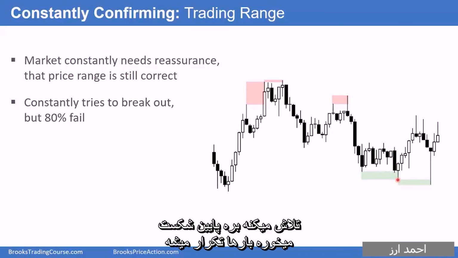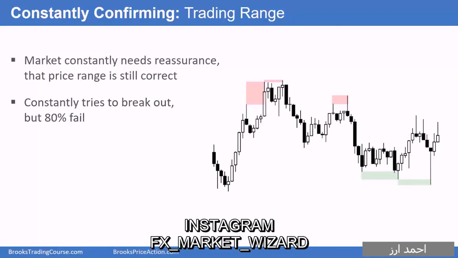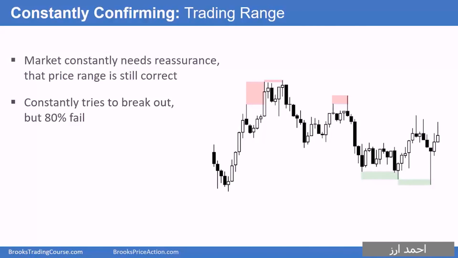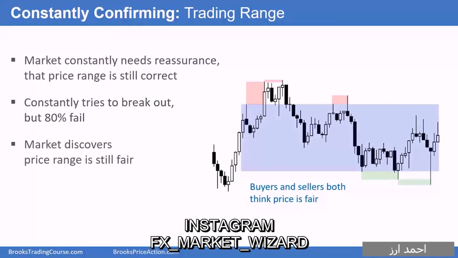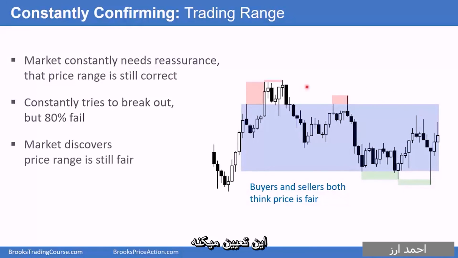It tries to go down, fails. Tries to go down, and fails. So it's constantly trying to break out. It's constantly trying to see if maybe the price needs to go lower, maybe it needs to go higher. And it spends most of the time going sideways, with 80% of breakout attempts up and down failing. That's how it determines where the appropriate range is.